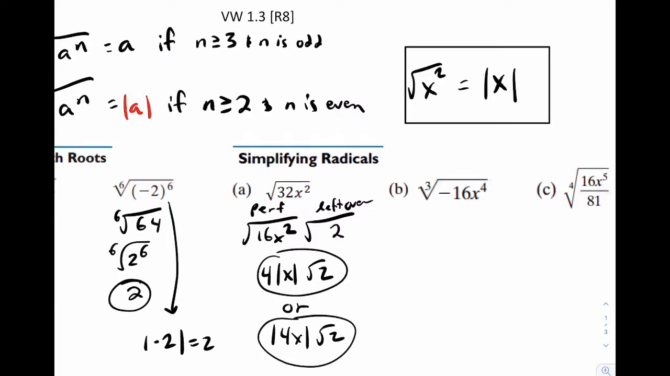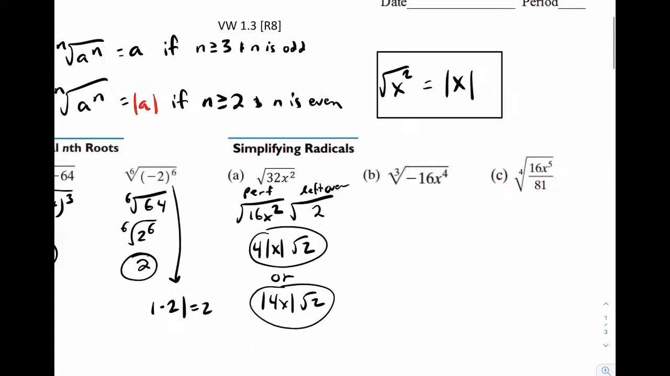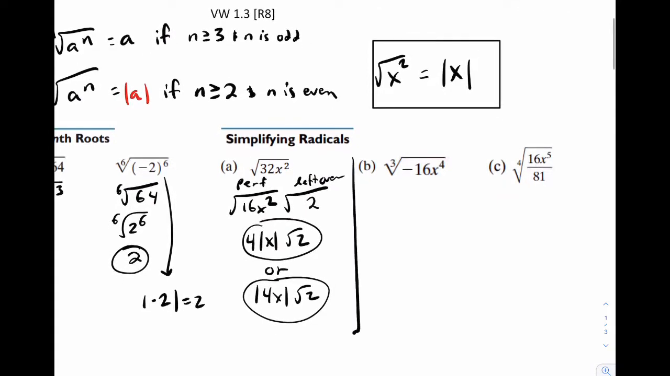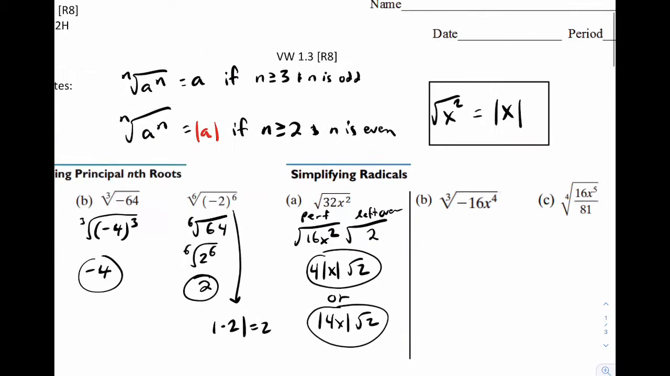And again, we need the absolute value because in the event x was negative, we don't want to have a negative in the final answer. So that's why you do need the absolute value. Now, if it's cubed, of course, we don't worry about it. So that's why in this one, see how there's no absolute value? If it's an odd root, we just don't even worry about it because that issue won't even happen.